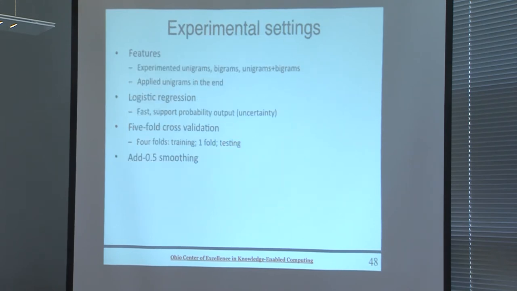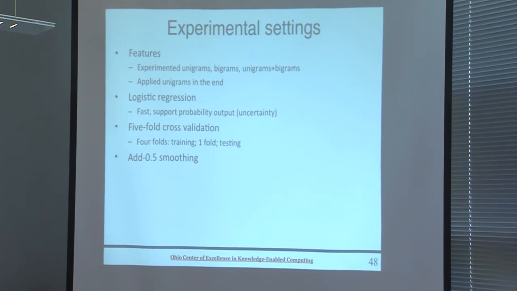For the specific experiment setting, I tried different features: unigrams, bigrams, and unigrams plus bigrams. Unigrams performed the best, so that's why I applied unigrams. For the classifier, I applied logistic regression because, one, it is very fast, and two, it supports probability output, which was used to calculate the uncertainty part. I applied fivefold cross validation on the target domain dataset. Fourfold were used for training, and the remaining fold was used for testing. And to estimate the conditional probability, I used add 0.5 smoothing.